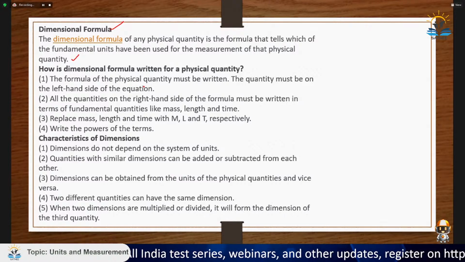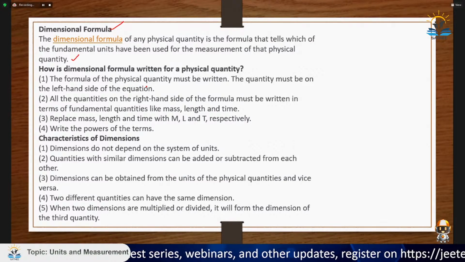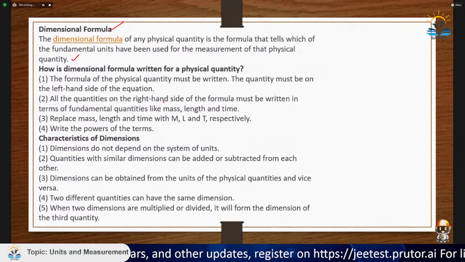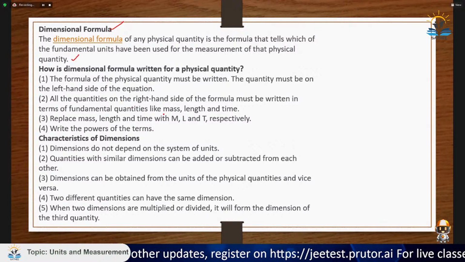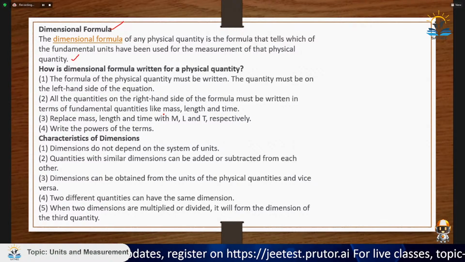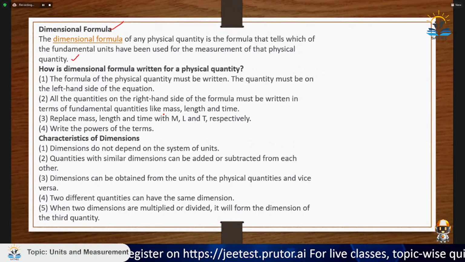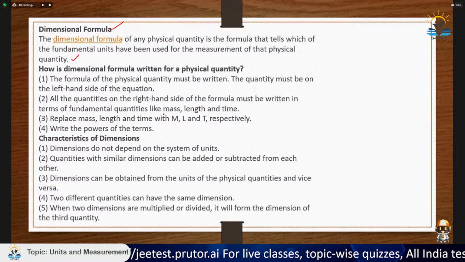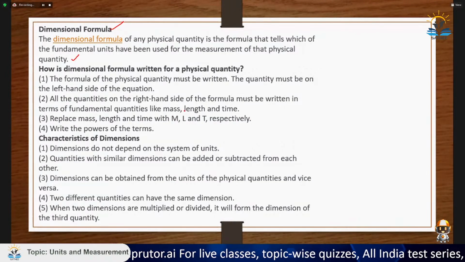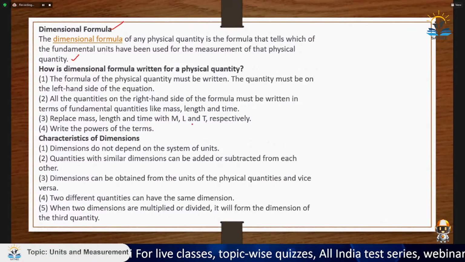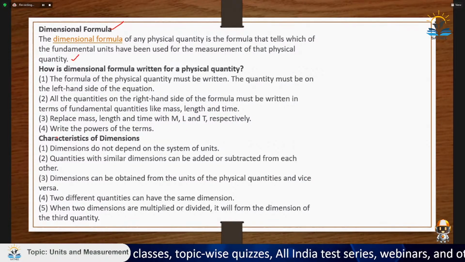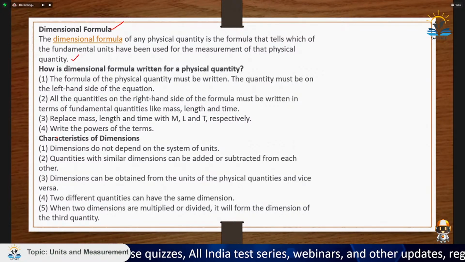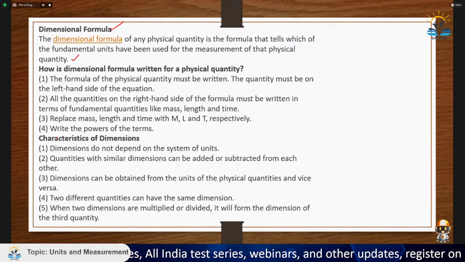First thing, the formula of the physical quantity must be written. Then the quantity must be on the left hand side of the equation. All quantities on the right hand side must be written in terms of fundamental quantities like mass, length, and time. As I earlier told you, for deriving any quantities, you use mass, length, and time preferably. You use other things also, but mass, length, and time must be used. Then we replace mass, length, and time with M, L, T as their standard symbols, and then we write the powers of these terms. Like if there is kg square, then we write M square. If there's length power half, then we write L power half, and so on.